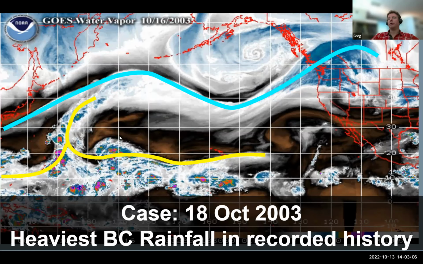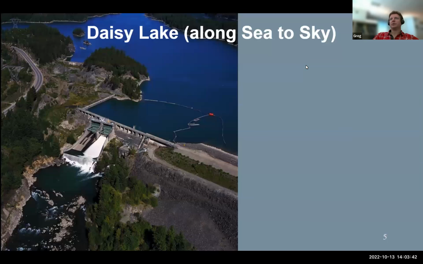So just to motivate the talk a bit, I'll talk about two cases here briefly. One was back in October 2003. This was the heaviest BC rainfall in recorded history. You're looking at water vapor imagery, which, as I'll talk about later, is not actually the best tool for diagnosing water vapor, but nonetheless, you can see this system, and this satellite imagery is showing water vapor in the upper atmosphere associated with this system coming into the BC South Coast.